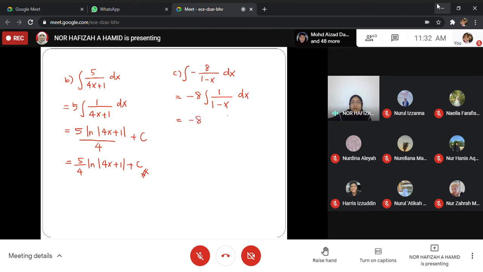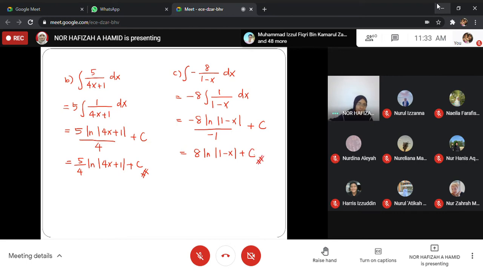Integrate 1 over 1 minus x is ln of 1 minus x, and differentiate 1 minus x is equal to negative 1. So we divide by negative 1, plus c. So the final answer is 8 ln of 1 minus x plus c. Okay, so any answers for c? Okay, so B and C are also the same. If you want to solve using substitution, that is also possible.